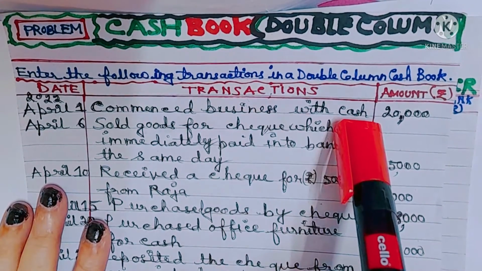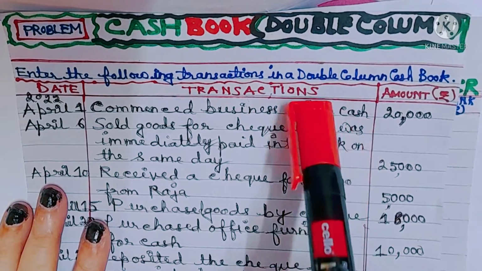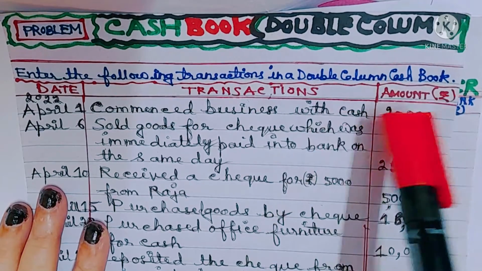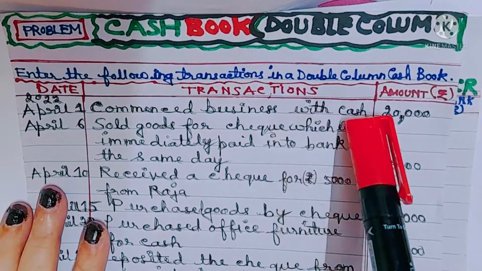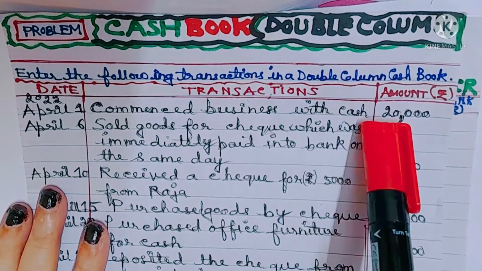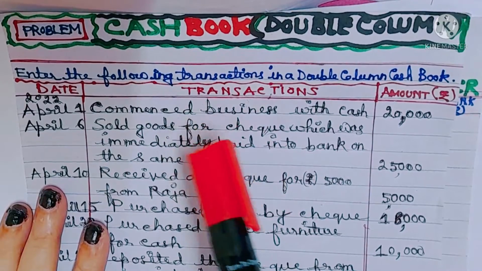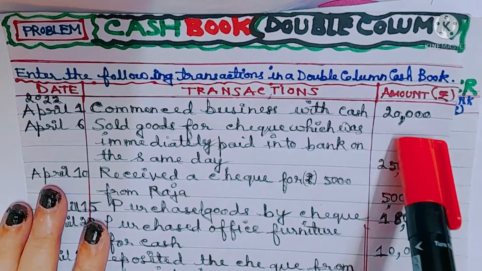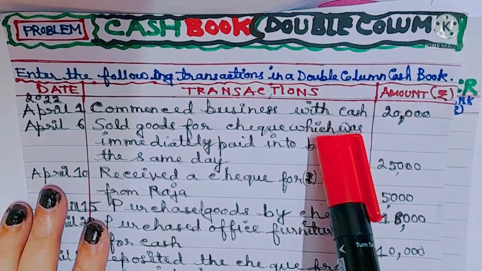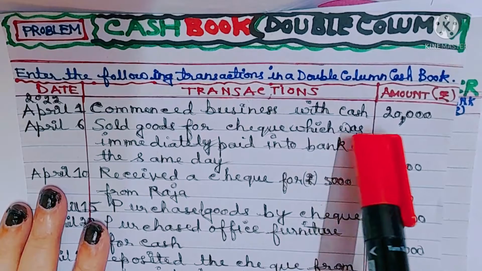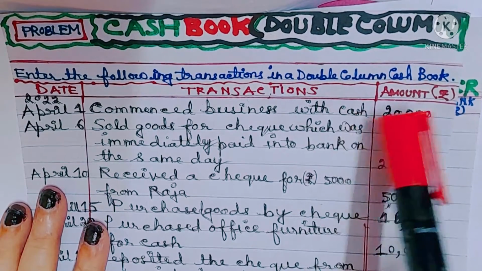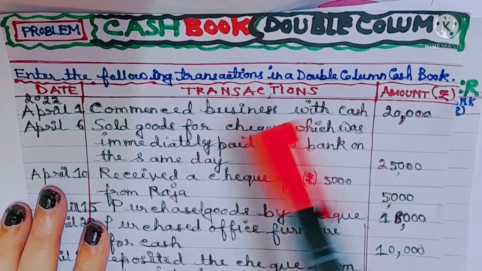So what will be the journal entry? The journal entry will be cash account debit to capital account. So what is the position of cash account? Since cash account is on the debit side, capital account will also be on the debit side. So we'll have to write to capital account in the cash book on the debit side in the cash column 20,000. And please remember, we'll only have to look at the position of bank account and at the position of cash account, because there are only two columns in a double column cash book, cash column and bank column.